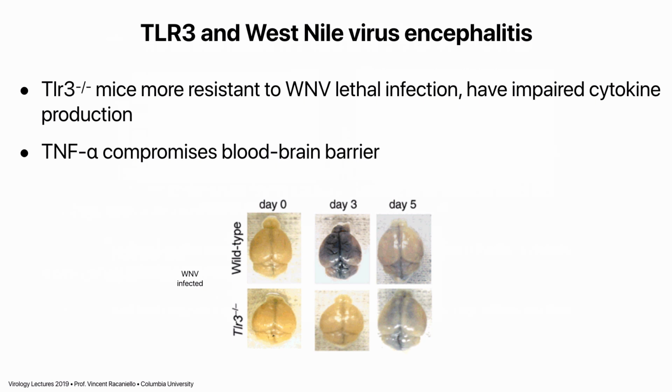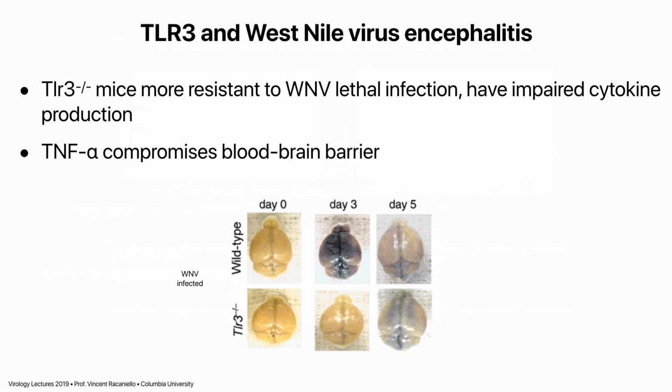Another one, West Nile virus. In a certain percentage of people who get West Nile infection, remember, this is a mosquito-transmitted virus, in a certain fraction of people it will get into the brain and cause encephalitis. It turns out that, at least in mice, getting in the brain is a consequence of cytokines. And in particular, TNF alpha is one of the cytokines produced after the virus is sensed. Cytokines are produced. One is TNF alpha.